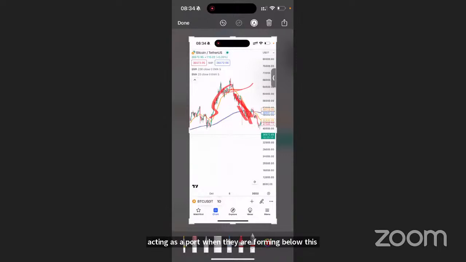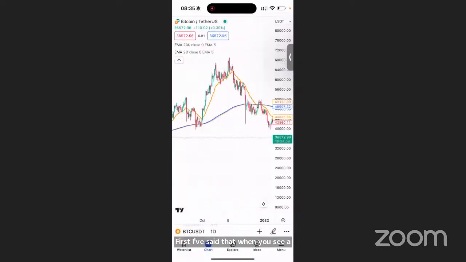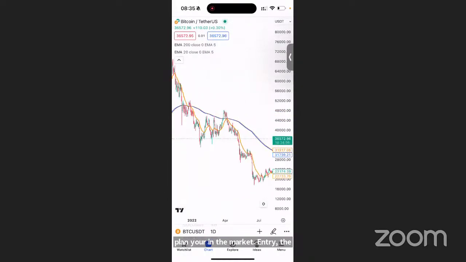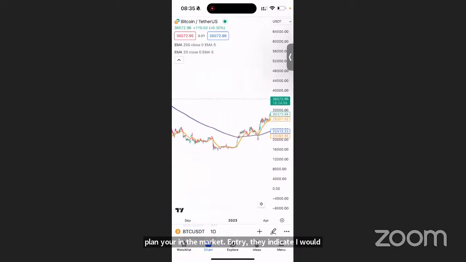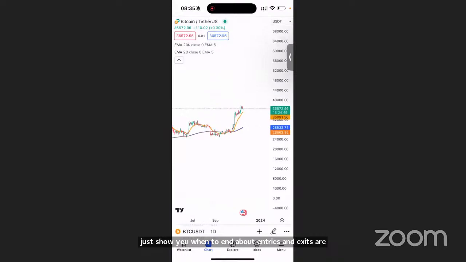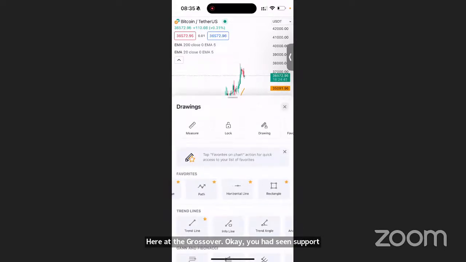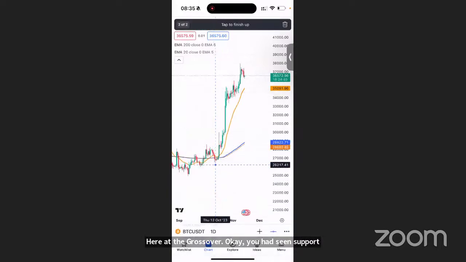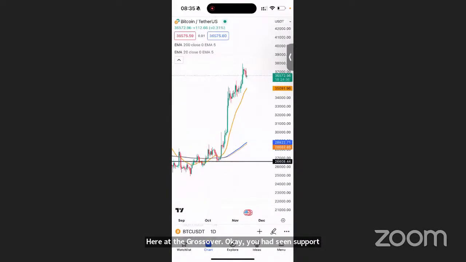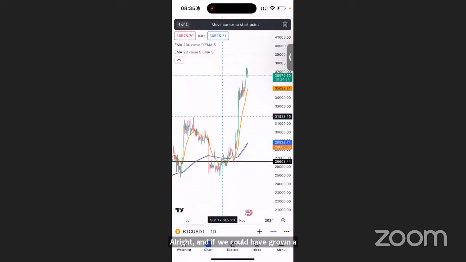Also, I've said that when you see a golden cross, you plan your entry in the market. The indicator will just show you when to enter, but entries and exits are done by support and what? Support and resistance. Imagine you entered Bitcoin here at the crossover. You had seen support, because if you want to draw a support line, we could have drawn it here. And if we could have drawn a resistance line, we could have drawn it here.